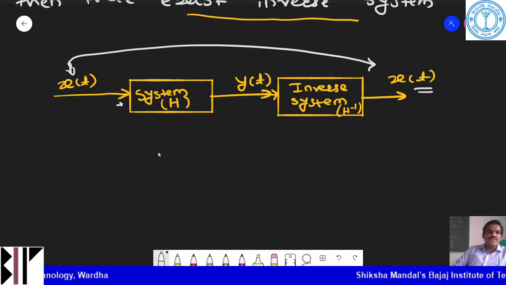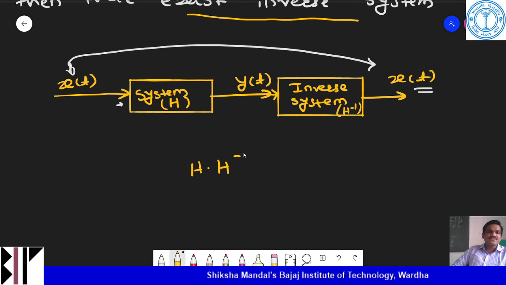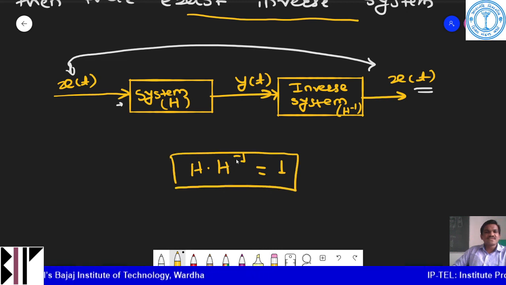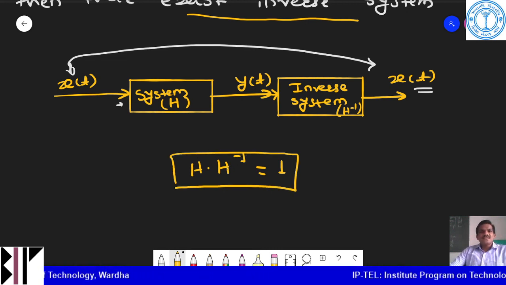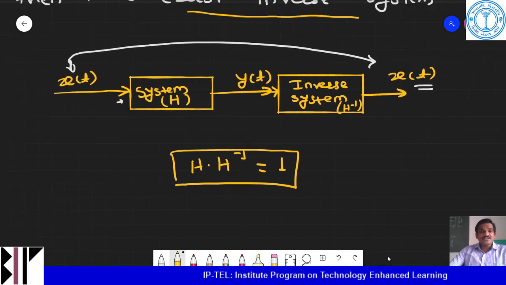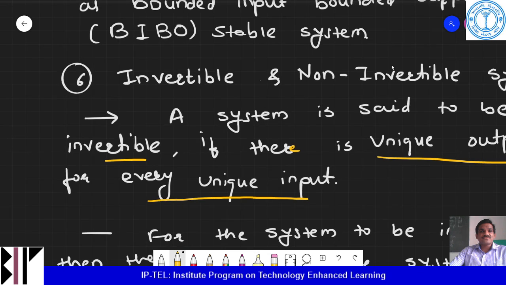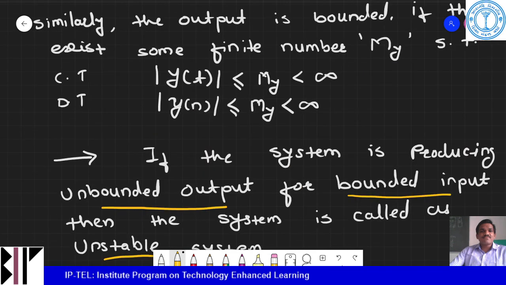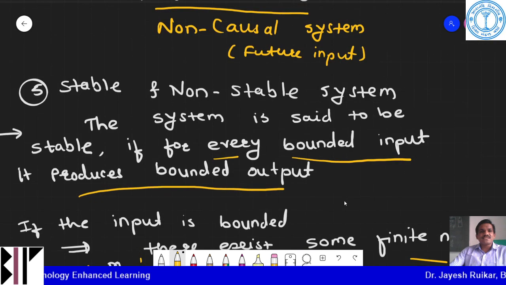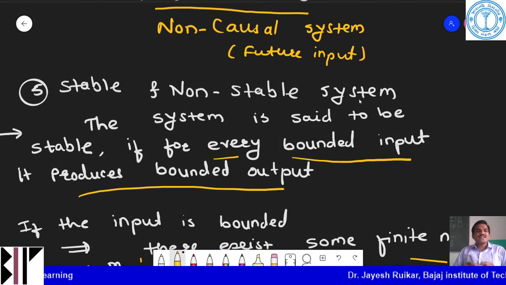And if we calculate H into H inverse, we will get 1. That means there exists an inverse system. So this is today's class. We saw all the system properties, or classification of a system based upon the properties. In the next class we will see a few problems. Thank you.